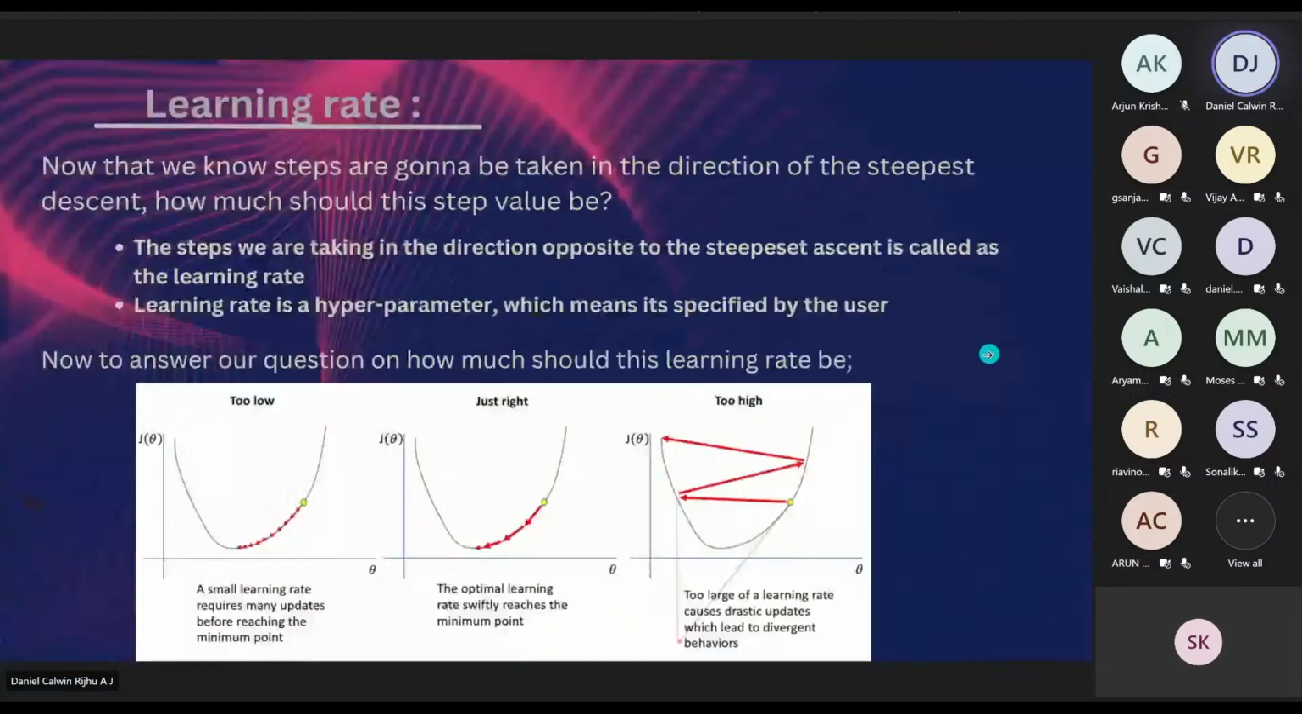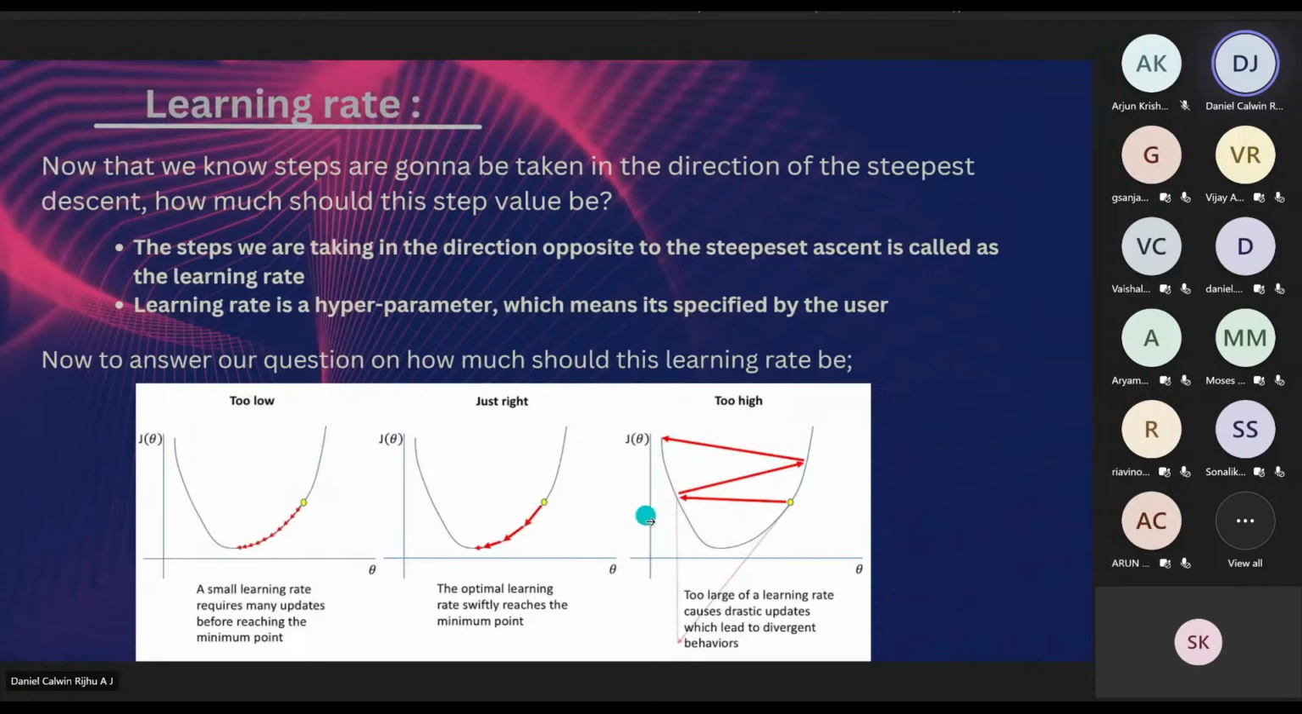Now, as I mentioned earlier, we are going to take several quantified steps towards the global minima. These steps are going to be quantified as the learning rate. So what is learning rate? Learning rate is the hyperparameter, which as I mentioned earlier is going to quantify these steps which we are taking along the direction of steepest descent. So now that we know learning rate is a hyperparameter, which also means that the user has to fine tune it. How do we fine tune it? That might be our next question.